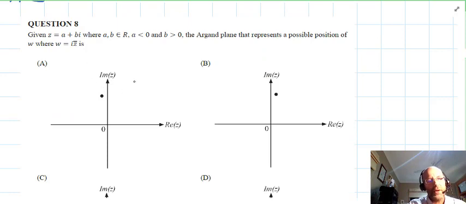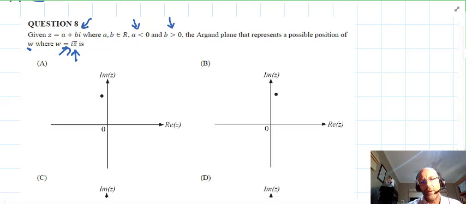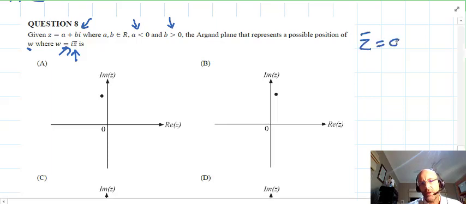In question 8 we've got Argand diagrams and a complex number scenario here. So we're given that Z equals A plus BI, and we're told that A is negative and B is positive. So the Argand plane that represents a possible position of W, another complex number. Now W is the conjugate of Z times I, with the operator I on the front there. So let's find Z conjugate first. Z conjugate is A take BI.